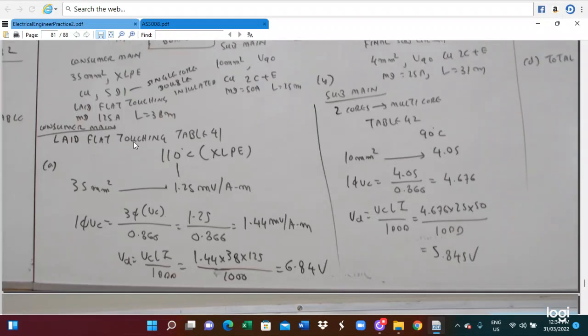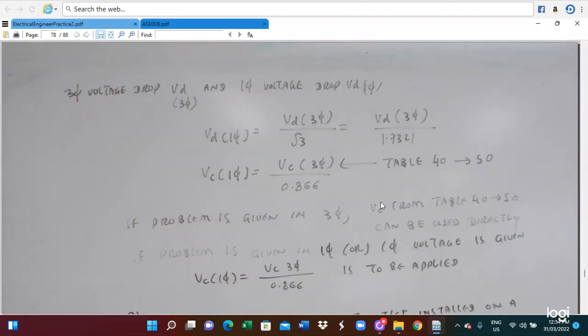In this case, leaflet touching, so tables 40 to 50 are the tables for the unit voltage drop. Which table do we have to utilize? We have to use this relationship.